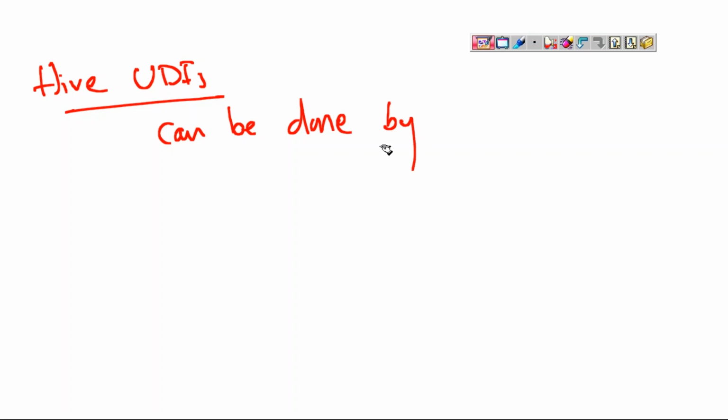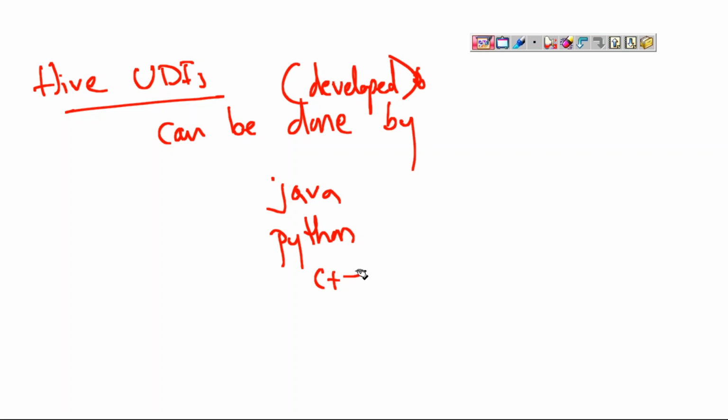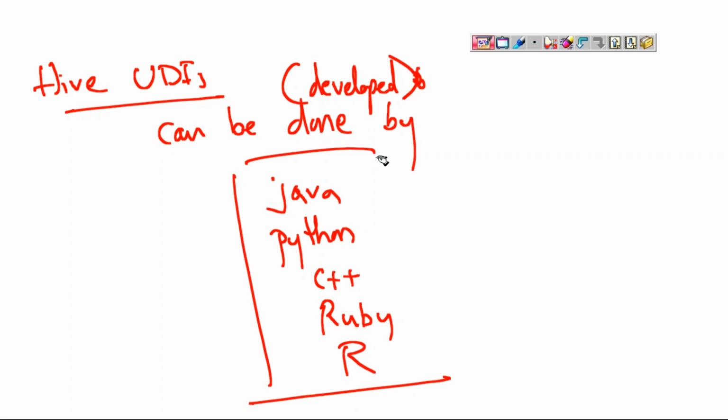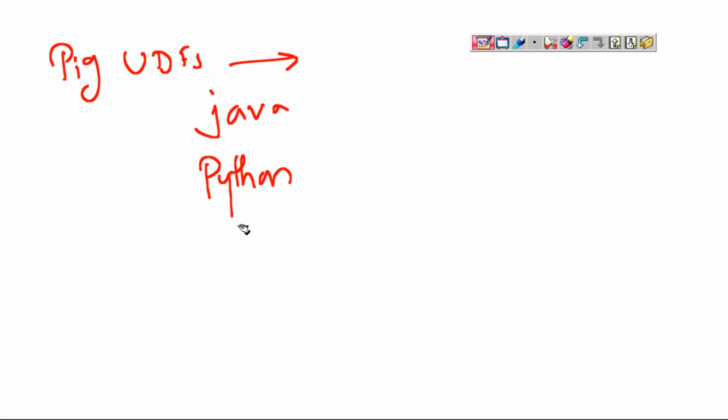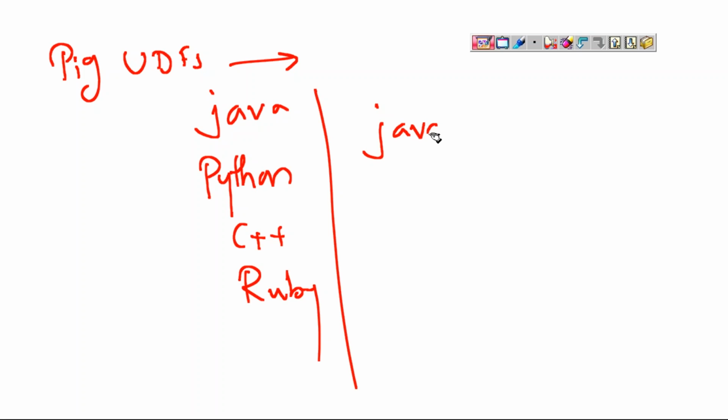can be developed by languages like Java, Python, C++, even Ruby, even R language, which is a statistical programming language. By using all these languages, you can develop these UDFs. But if it is Pig, the Pig UDFs can be developed by the same first four languages, Java, Python, C++, Ruby. At the same time, you can even use JavaScript and you can use Perl.